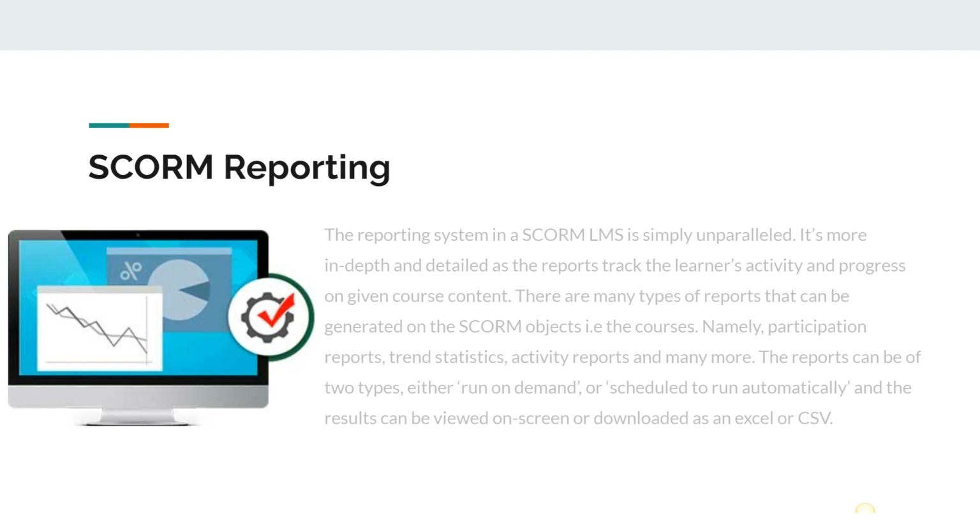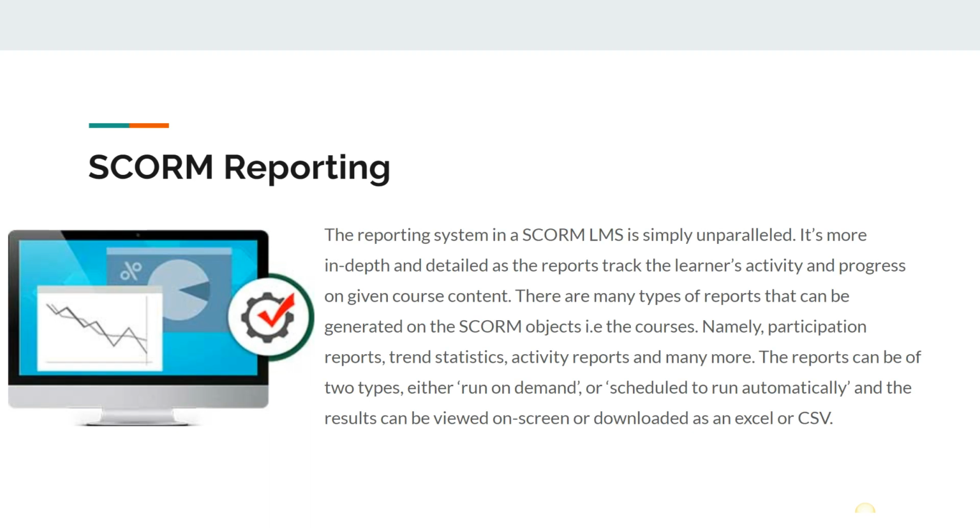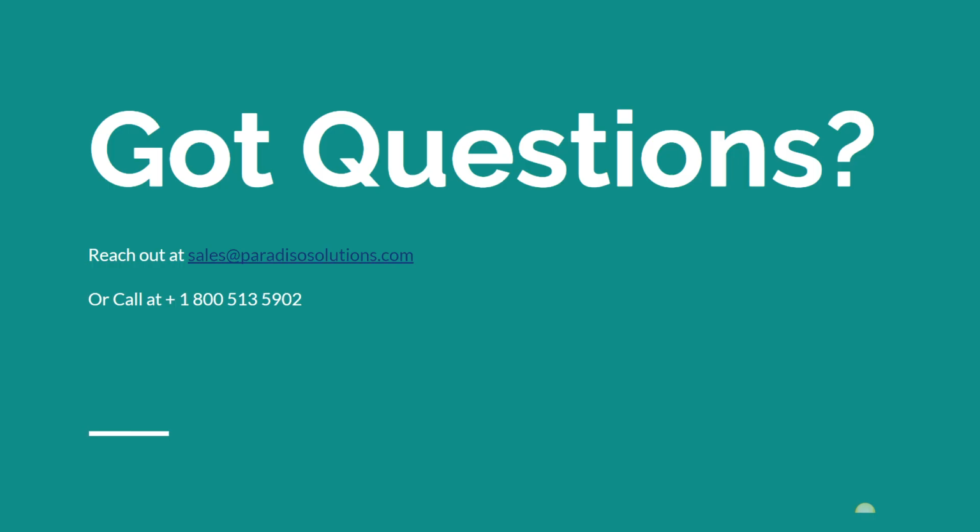SCORM reporting. The reporting system in a SCORM LMS is simply unparalleled. It's more in-depth and detailed as the reports track the learner's activity and progress on given course content. There are many types of reports that can be generated on the SCORM object, that is the courses, namely participation reports, trend statistics, activity reports, and many more. The reports can be of two types, either run on demand or scheduled to run automatically, and the results can be viewed on screen and downloaded as an Excel or CSV.